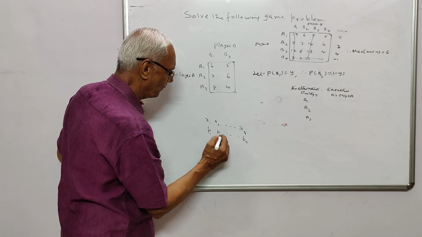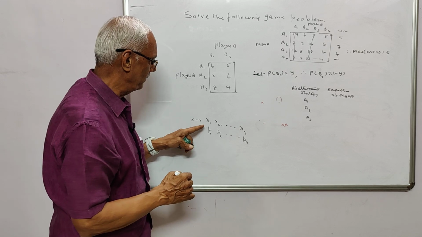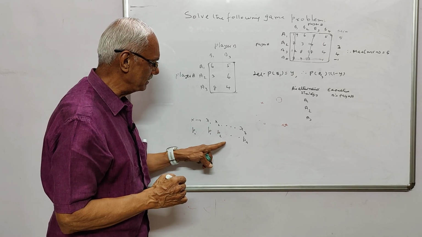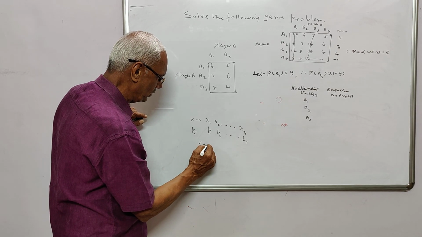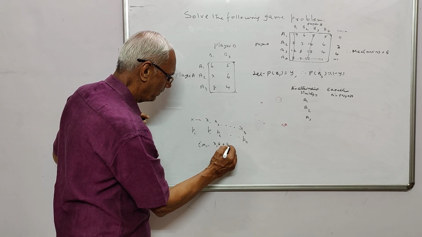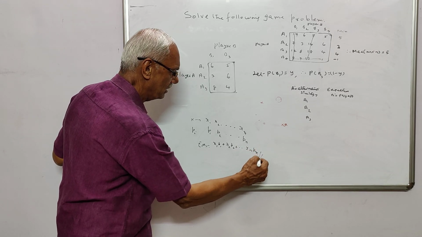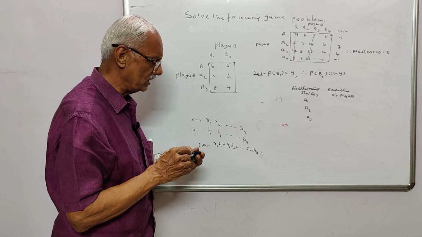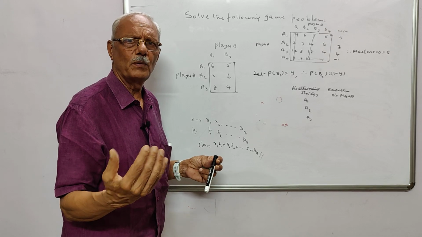Let us suppose that x is a random variable with the points x1, x2, x3 up to xn, and probabilities p1, p2 up to pn. Then the expectation of x will be equal to x1 into p1 plus x2 into p2 up to xn into pn. So this is the formula you can take. The meaning of expectation is nothing but a probabilistic average.